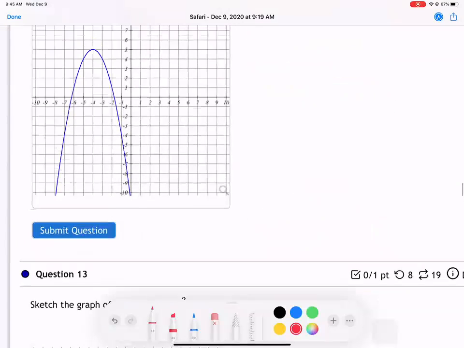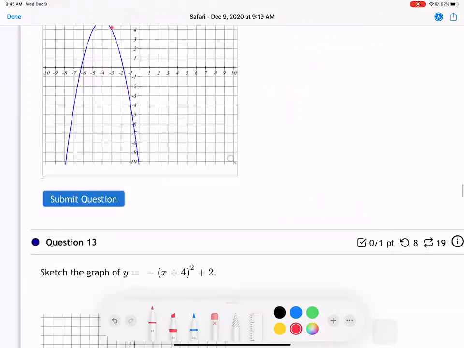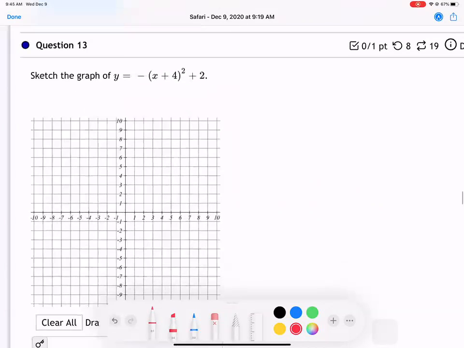Now, if you're off by just a very little bit, because let's say you couldn't get it to be at that negative 1, I would have given you credit for that. But if it's off by too much, then of course not.